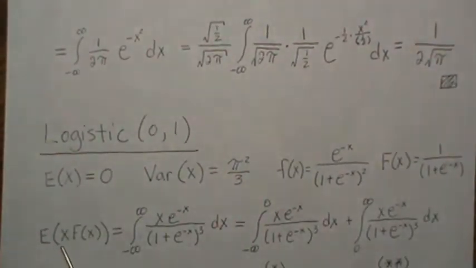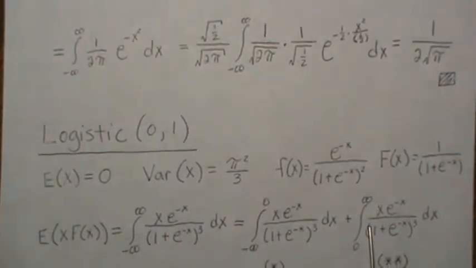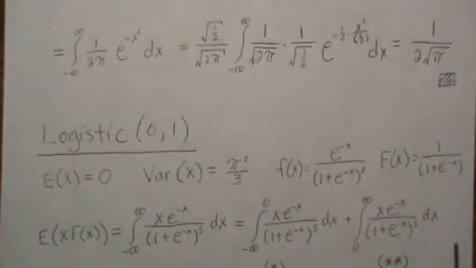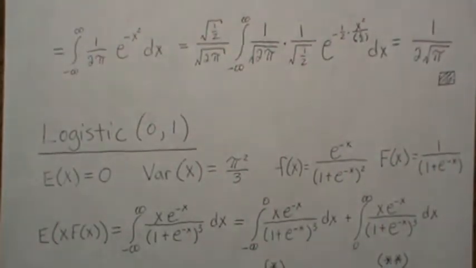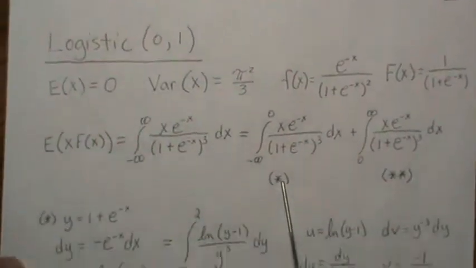So the expected value of x, f of x, is this. So you put in x, then this times this, you end up with x cubed. Now, I break this into 2 to go from negative infinity to 0 and then 0 to infinity, because you have to use different techniques, or you have to manipulate them a little bit differently to get an answer. So I'm going to call this asterisk and this double asterisk, and we're going to look at asterisk first.